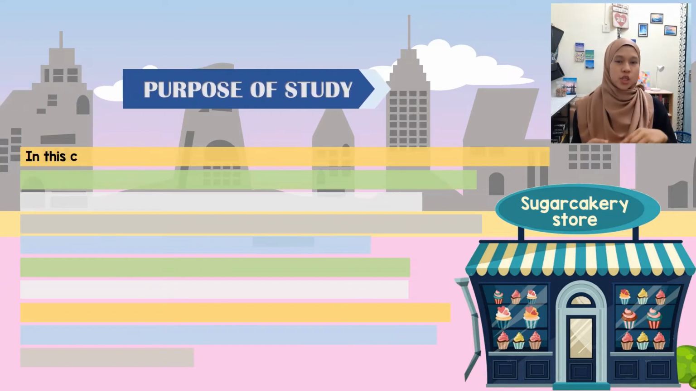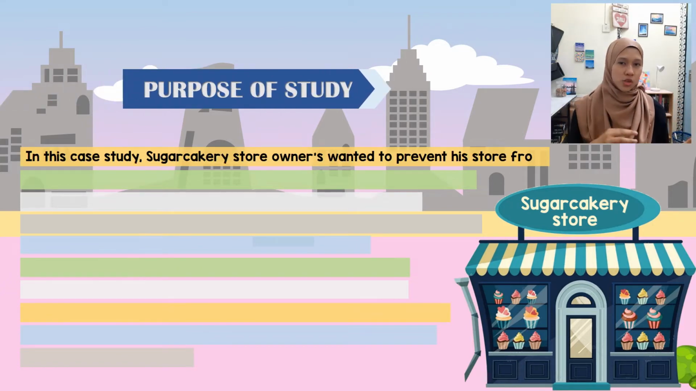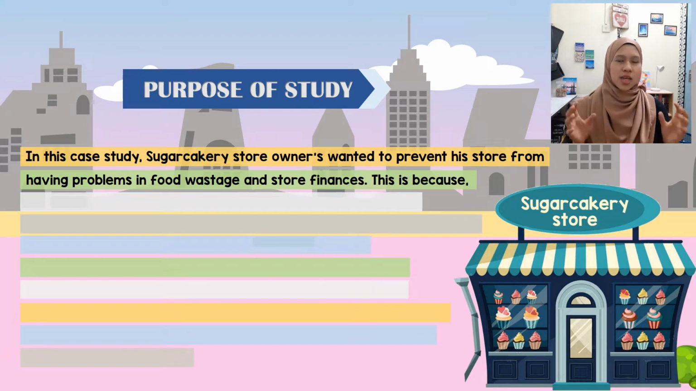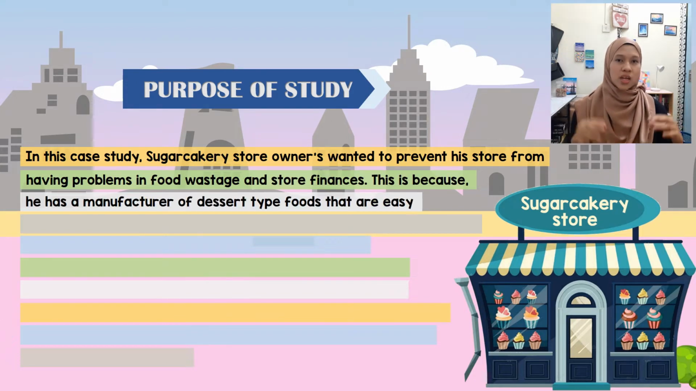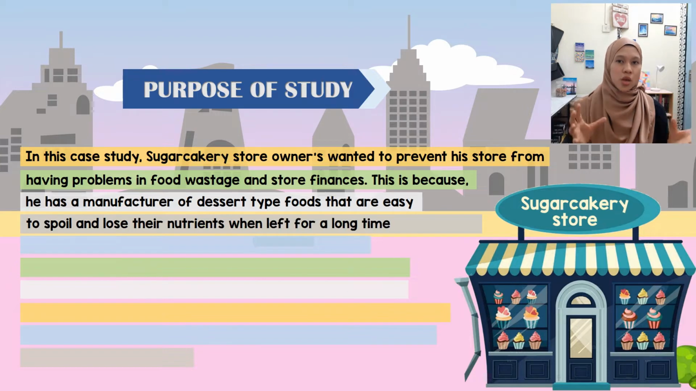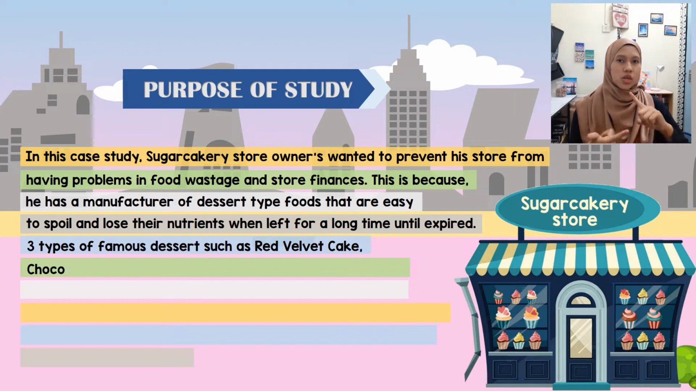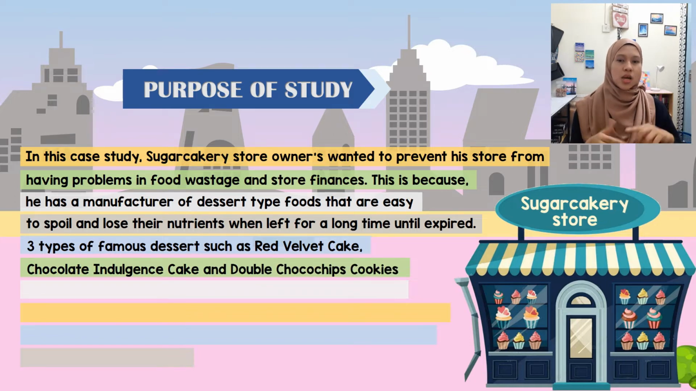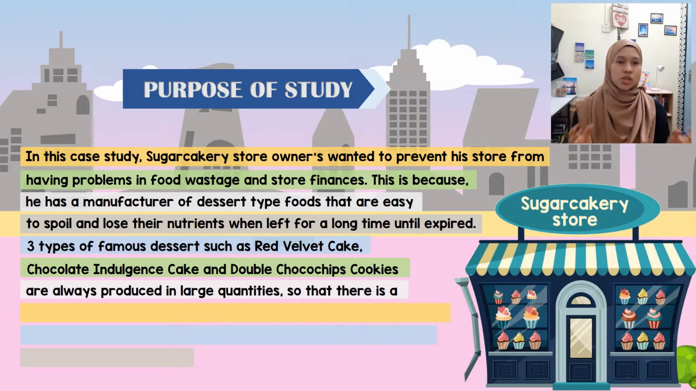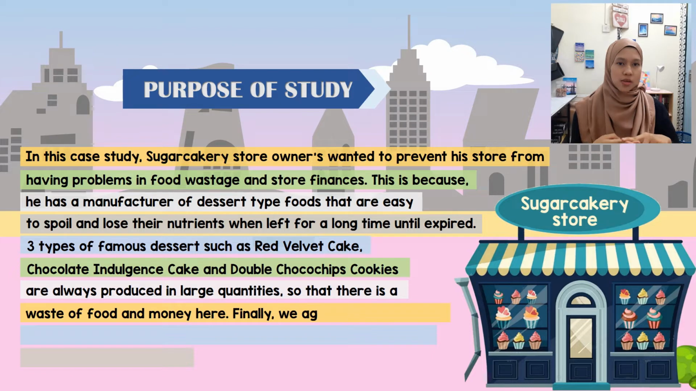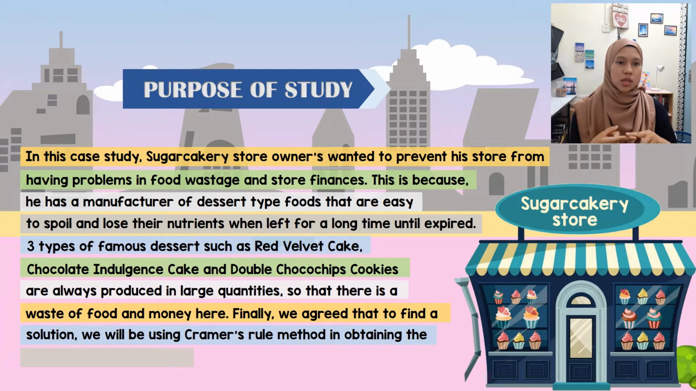In this case study, the sugar bakery store owner wanted to prevent his store from having problems with food wastage and store finances. This is because he manufactures dessert-type foods that easily spoil and lose their nutrients when left for a long time until expired. Three famous desserts, red velvet cake, chocolate indulgent cake, and double chocolate chip cookies, are always produced in large quantities, so there is a waste of food and money here. Finally, we agreed that to find a solution, we will use Cramer's Rule method to obtain the correct production level.